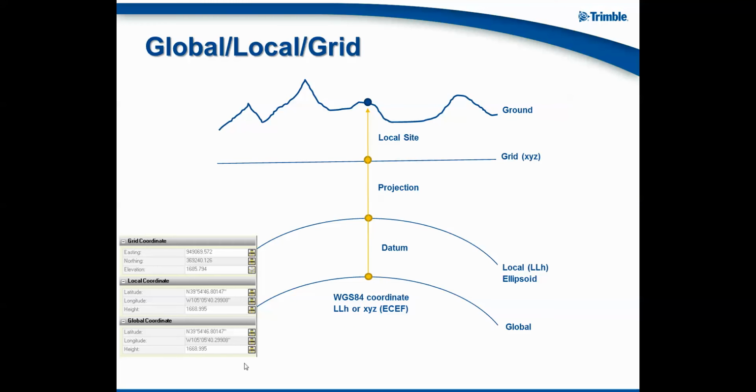Okay, so again, the three different types of coordinates that you're able to view in TBC. We have the global, which is associated with the WGS 84 ellipsoid. Then we have a local coordinate, which is also based on that same ellipsoid until you perform a site calibration, and I'll go over that in detail. That's when you'll start seeing differences between global and local.